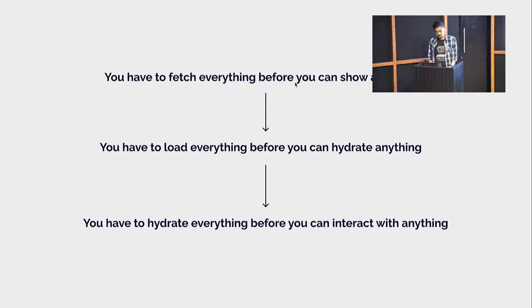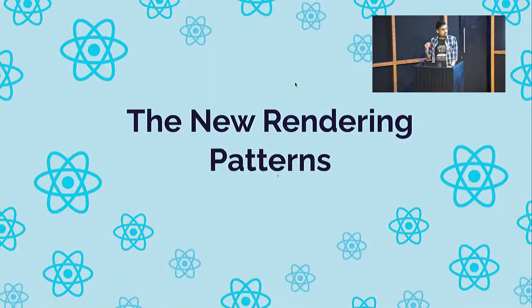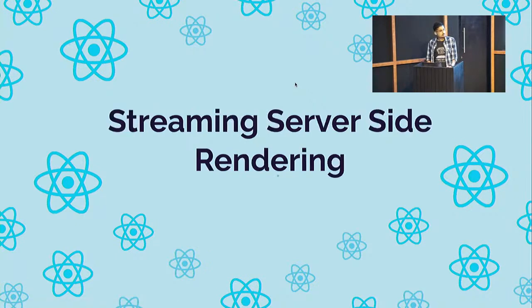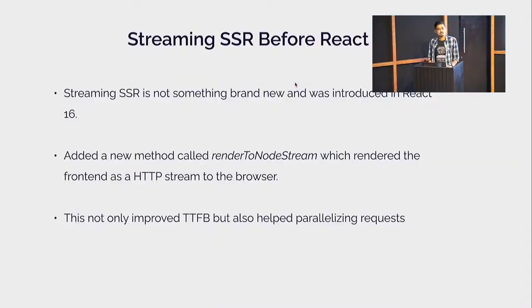So to solve these problems, the React team has been working on new rendering patterns that we'll be taking a look at. The first one is streaming server side rendering. What streaming server side rendering means is that, first of all, it isn't something new. It has existed for like 4 years now. It was there in React 16 as well.